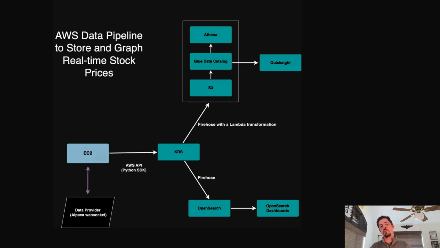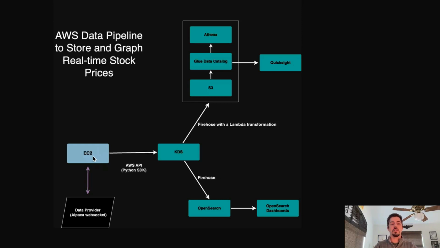Hey everyone, today I'm going to teach you how to build a data pipeline to ingest real-time stock price data from a WebSocket and into two different persistent stores in AWS, S3 and OpenSearch. And then we're going to make some super simple graphs in Quicksight and OpenSearch dashboards just to prove that the data is getting there.